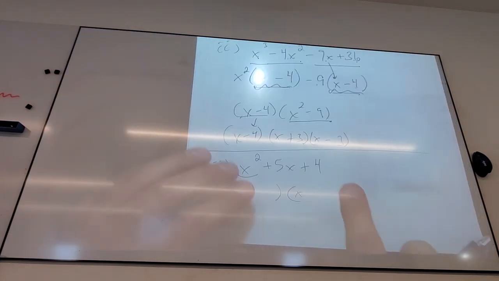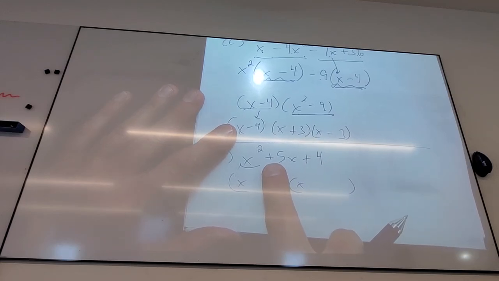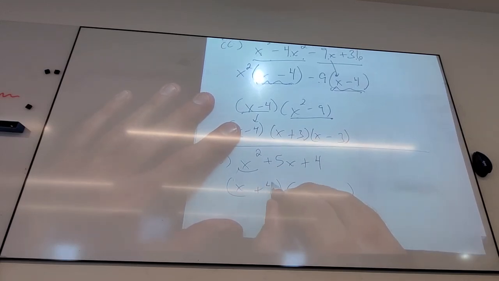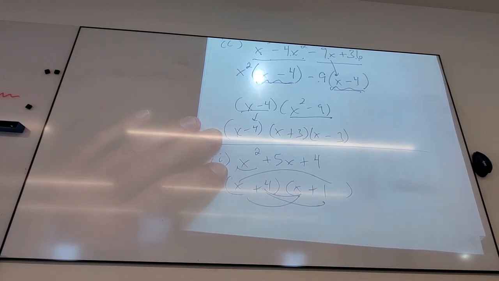What two numbers not only multiply to be 4, but also add to be 5? 4 and 1. 4 and 1, yeah. So this one's not too bad. And then if you multiply it out, you'll get x squared plus x plus 4x plus 4. You'll get x squared plus 5x plus 4. You'll get what you're supposed to get.